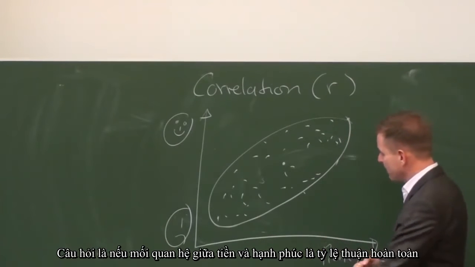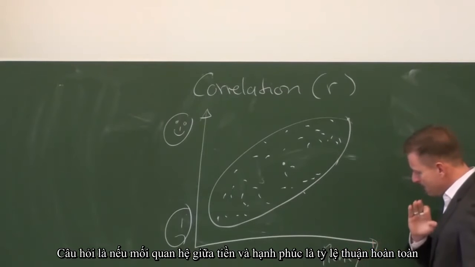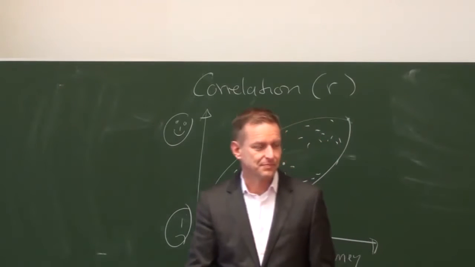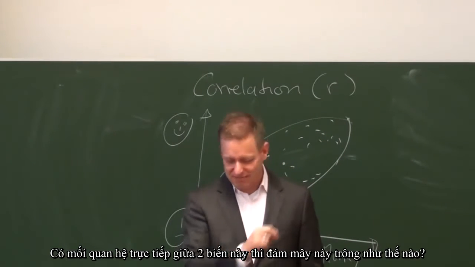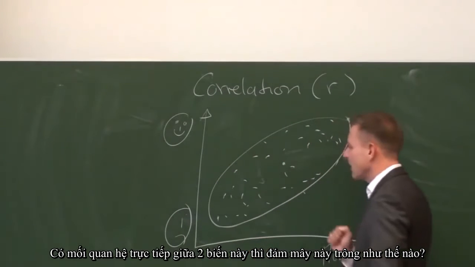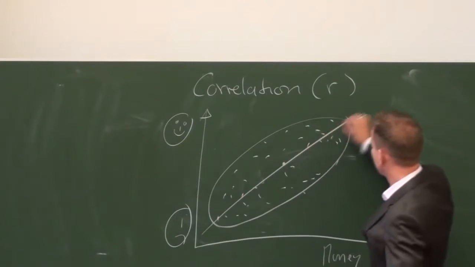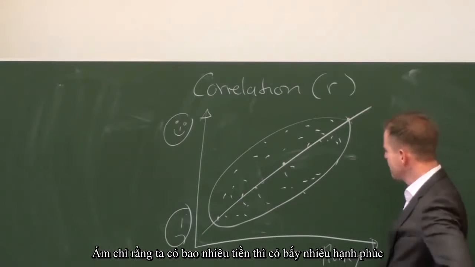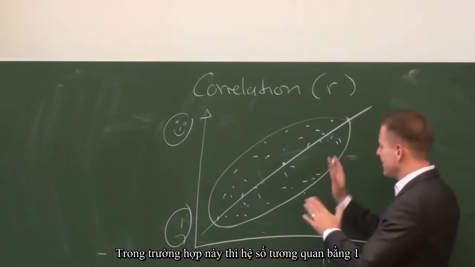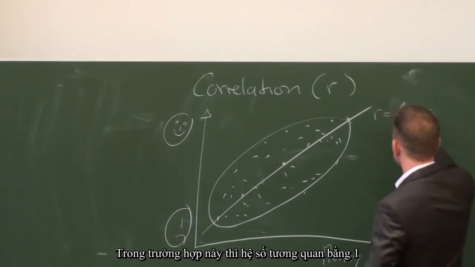Now, question: if the relationship between money and happiness would be absolutely perfect, so there would be really a direct relation between these two variables, how would this cloud look like? Yes, it would be a line. You could really say, the more money you have, the happier you are, full stop. If this would be the case, the correlation would be what? 1. Right.